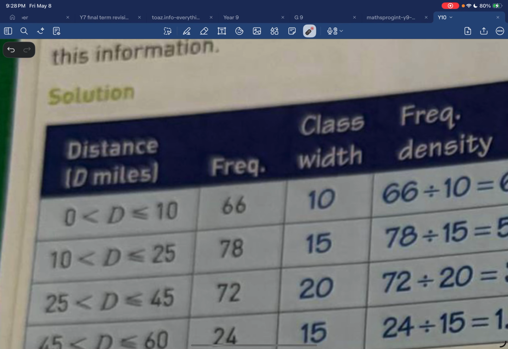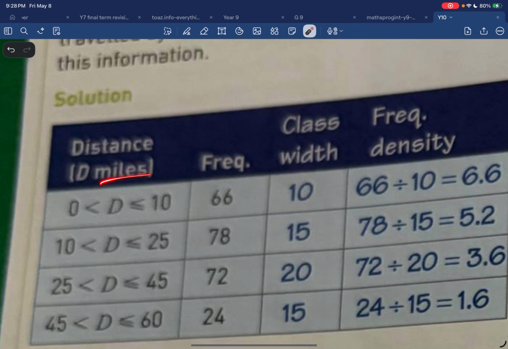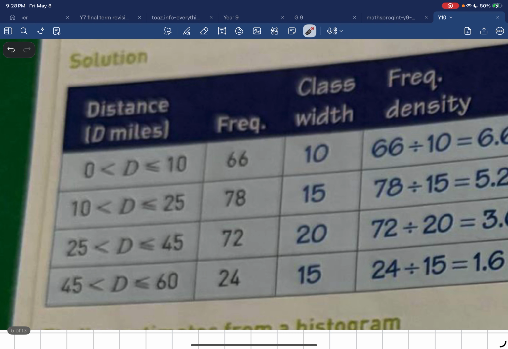Okay. So for the distance in miles, we have from 0 to 10, where the distance is lying between two bounds here: more than 0 and less than or equal to 10. And the frequency, or the number of people who ran this distance, is 66. And for this one here, 78 people. And for this one, 72. And lastly, for that last one, 24 people.